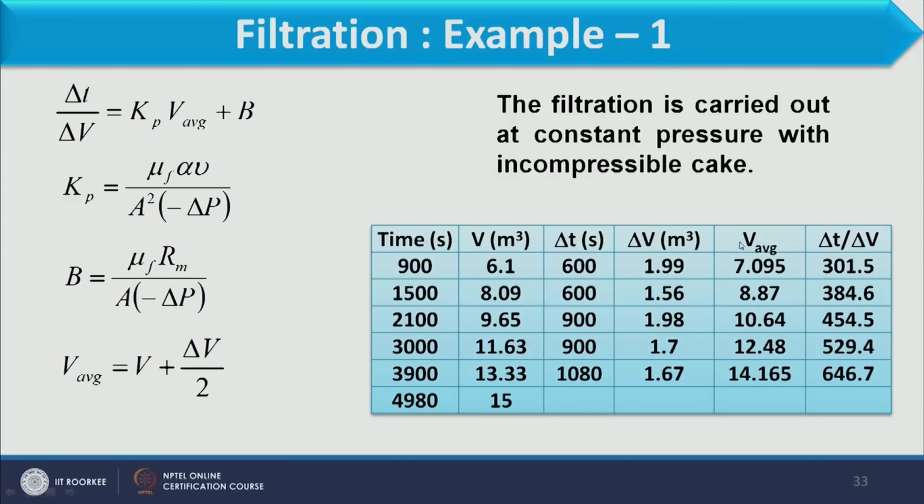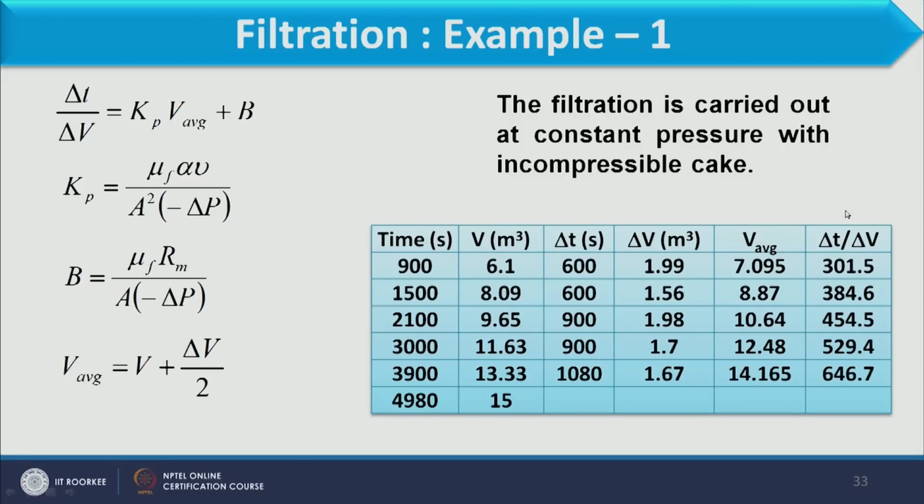Now once we have the values of V and delta V, we can calculate V average. That V average expression is V plus delta V by 2. So here, 6.1 plus 1.99 by 2, so that should be 7.095, and for other cases we can also calculate V average, and here we have delta T as well as delta V. Division of these two will give this value.